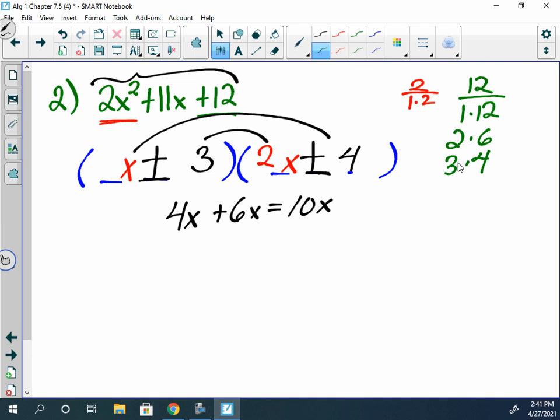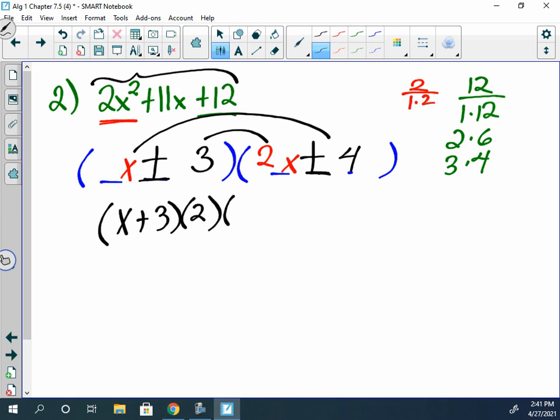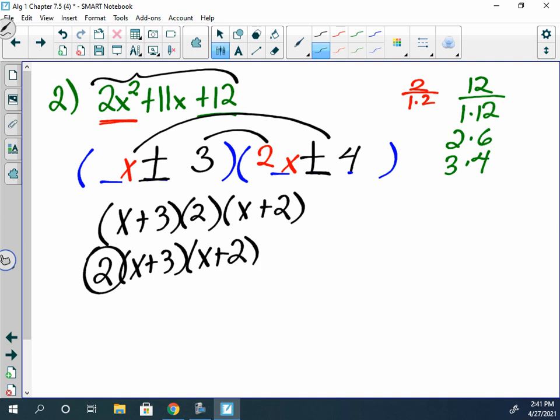Because can I factor a 2 out of here? Because, well, here we know this doesn't work. But here, there's a common factor of 2, which means if this worked, I could rewrite this as x plus 3 times 2 times x plus 2, yes? Which means it would have been 2 times, which means there is a greatest common factor of 2. What did we say at the beginning? 2 does not divide into all three terms, yes?